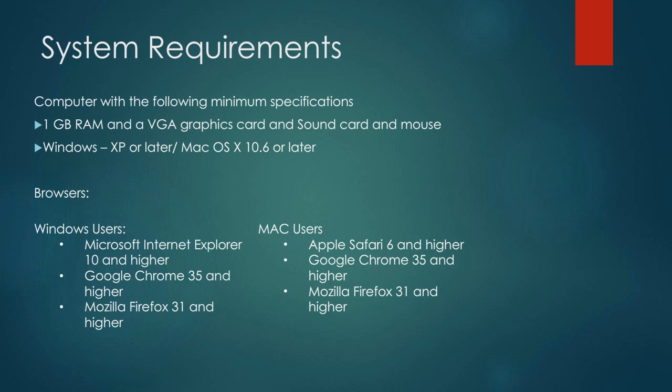Students must have access to computers in this course with the following system requirements. The computer must have at least 1 GB of RAM and a VGA graphics card and must be using the Windows XP or Mac OS 10.6 operating systems for students to fully leverage the features and the software that's used. They must also have a browser with Microsoft Internet Explorer 10.0 or higher, Google Chrome 35 and higher, and Mozilla Firefox 31 and higher. Either of these browsers can be used in the course. There are also specifications, as you can see here, for Macintosh browsers.